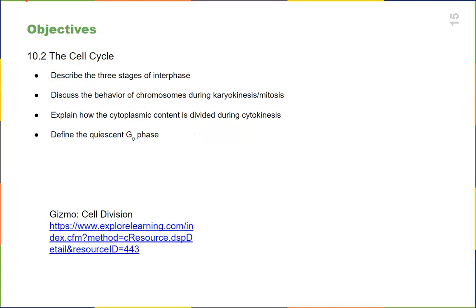Okay, so 10.2, the cell cycle. Describe the 3 stages of interphase. We're going to talk about chromosomes during mitosis. So we'll talk about the phases of mitosis, and we'll talk about how cytoplasm is divided and what the G0 phase is in the cell cycle.